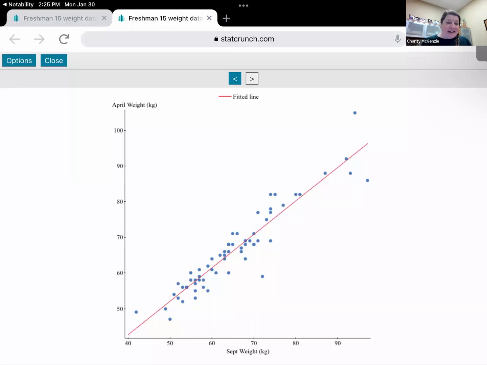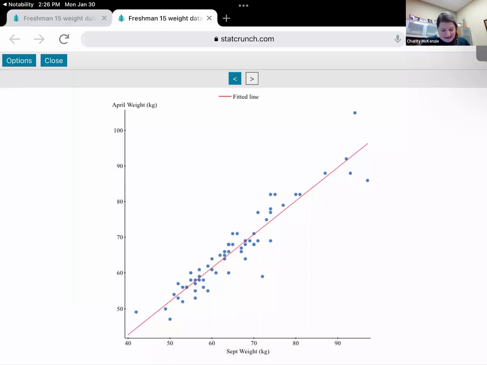And you can see that people are gaining weight, right? So if I weighed 50, this is in kilograms, in September, I'm probably going to weigh more. It's like people are gaining weight. Are they gaining 15 pounds? I don't know. They call it the freshman 15.